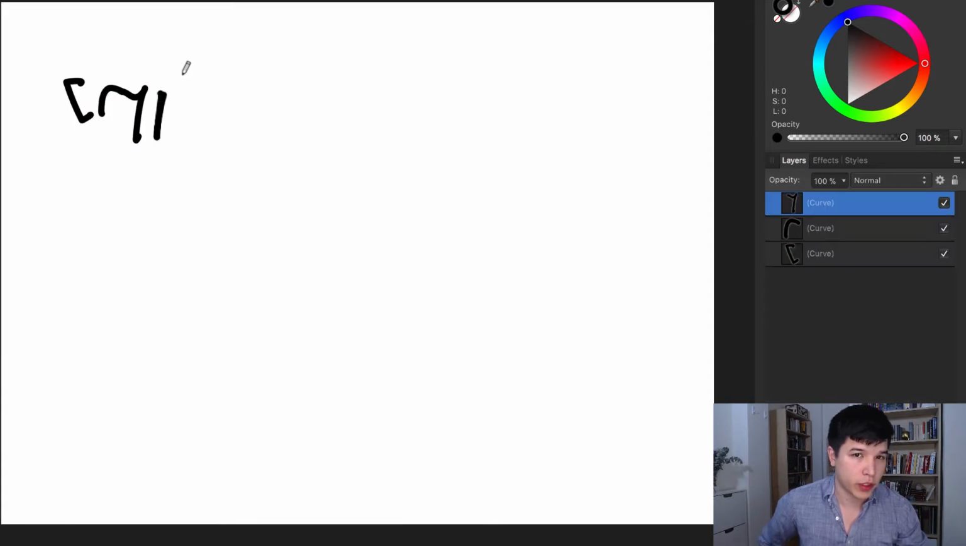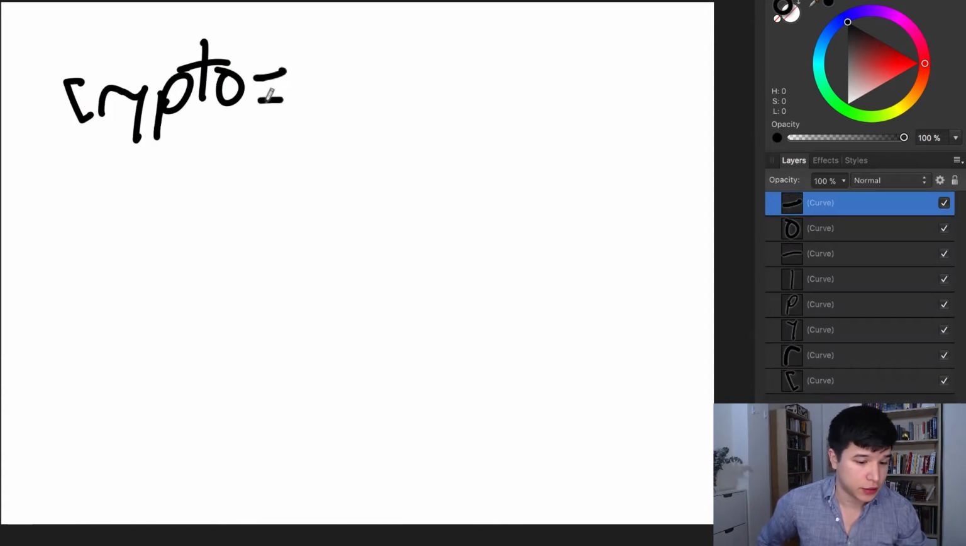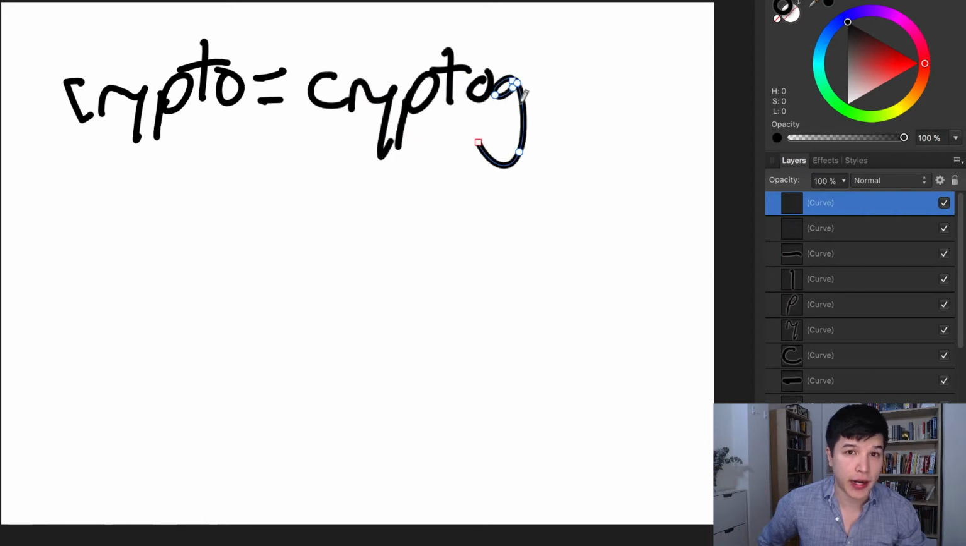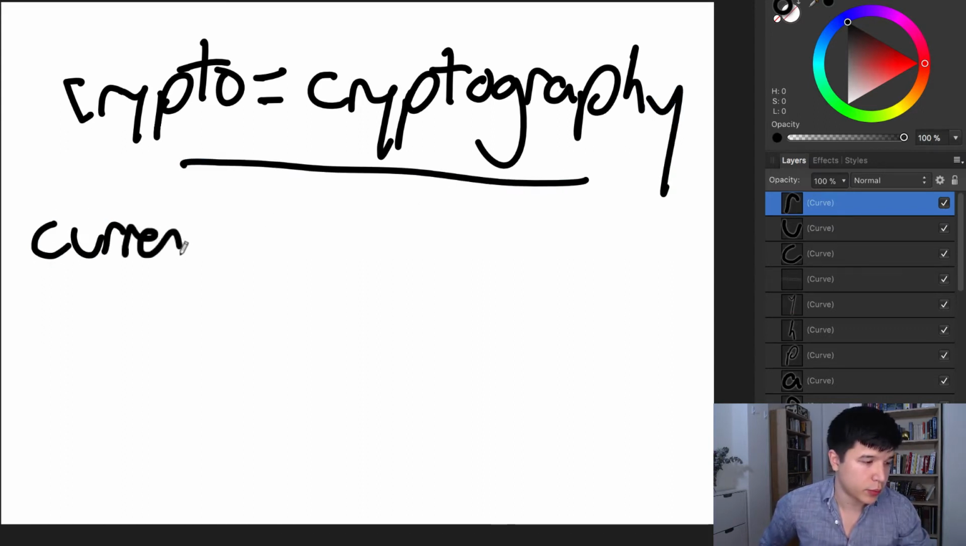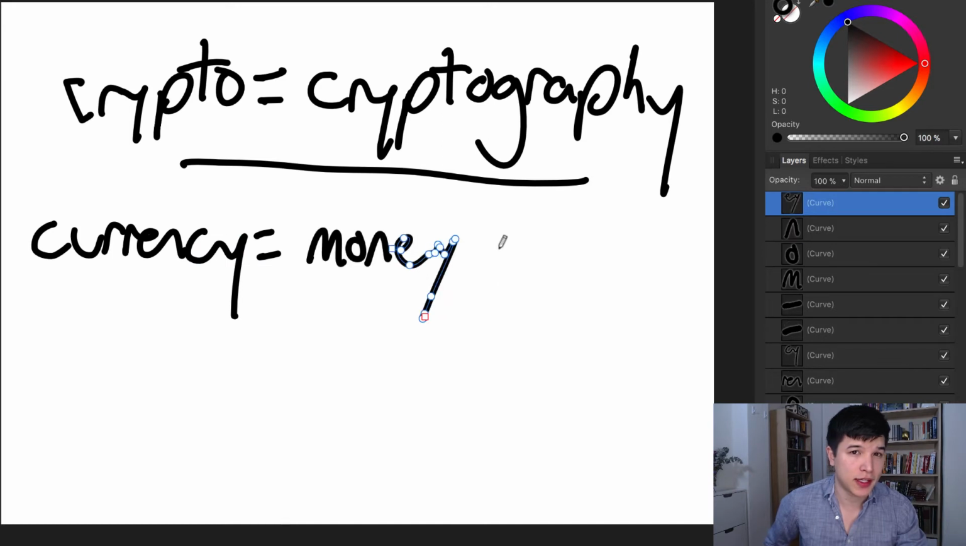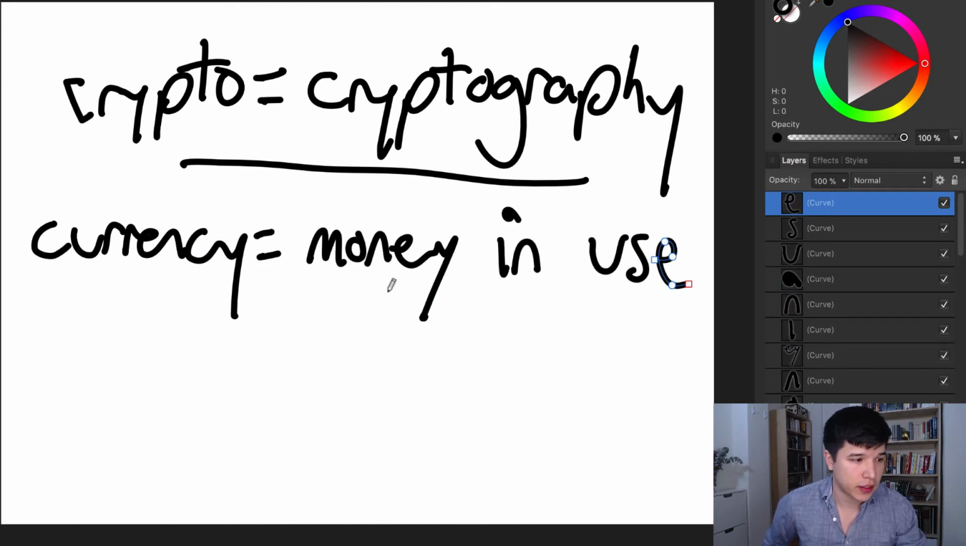The word crypto is short for cryptography. That just means computer technology used for hiding information. That could be passwords for your Microsoft Word documents, that could be passwords for your accounts. And then we have the word currency, which just means money currently in use. So together, cryptocurrency is money being used with cryptography to hide the identities of its users, protect transactions, and to control how it was created.